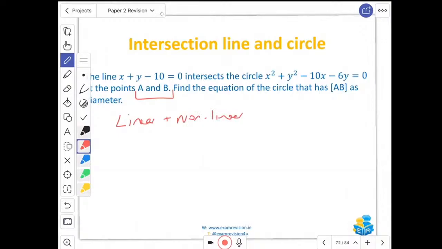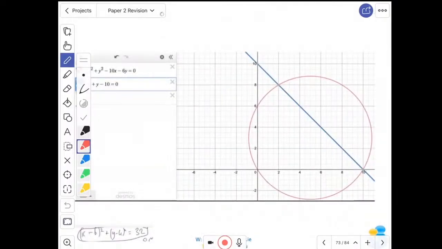So that's basically where you take your linear one and you get one of the letters by itself. So let's say I get x by itself, so it's going to be 10 minus y. And then you sub that into your non-linear and you get your two answers. And the two answers you can see here on our diagram are going to be where they obviously cross over. So it's going to be (10, 0) and (2, 8).